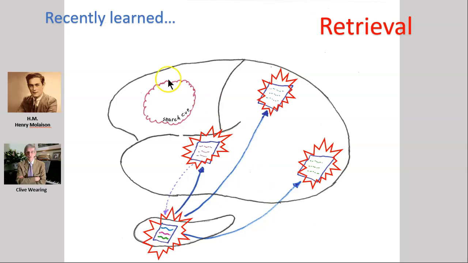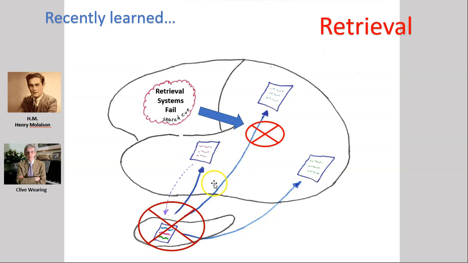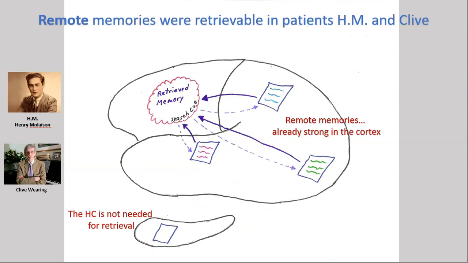So for recently learned information in which we only have weak cortical memory traces, our brain needs the help, the assistance of those strong hippocampal memory traces to find and reactivate those cortical memory traces. And this is what we have concluded from the research on these individuals with damage to the hippocampus. Without a hippocampus, the cortical retrieval systems just can't find and reactivate those weak memory traces.